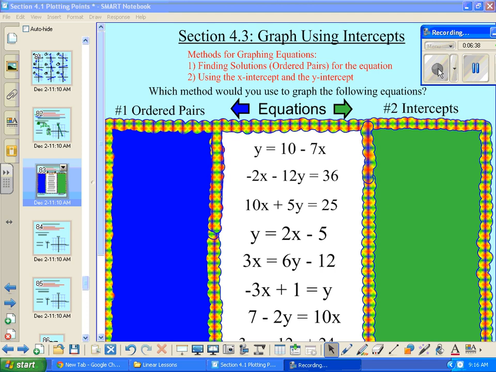We're then going to go through this little chart and talk about which equations are set up well for the ordered pairs method and which are set up well for the intercepts method. I want us to be able to use both methods. It wouldn't matter which one. If I were really comfortable with ordered pairs, I could always use ordered pairs. If I were really comfortable with intercepts, I could always use intercepts. But I do want us to be able to use both because sometimes one's easier than the other. And that would make less work for us.